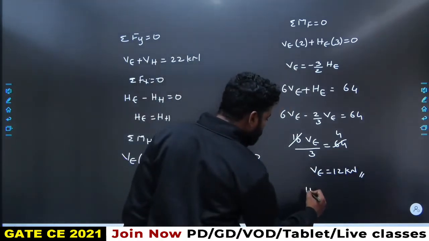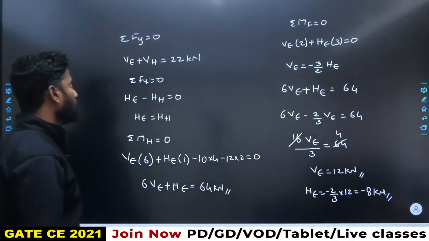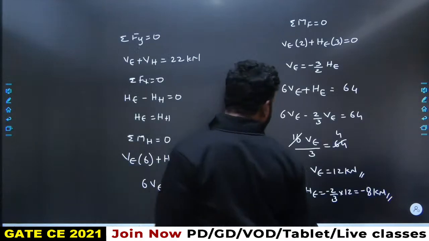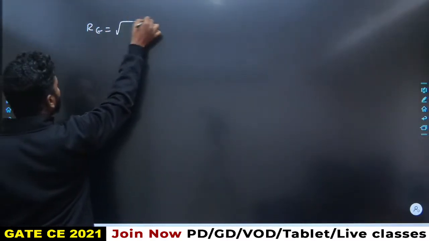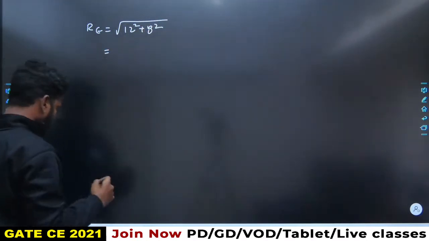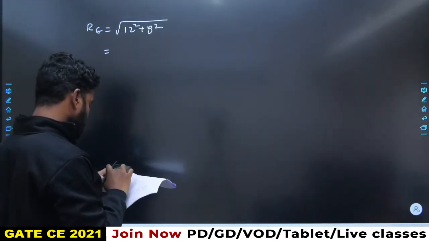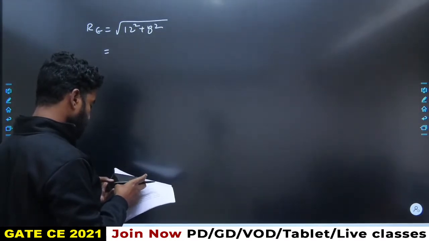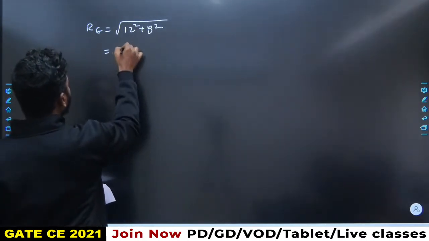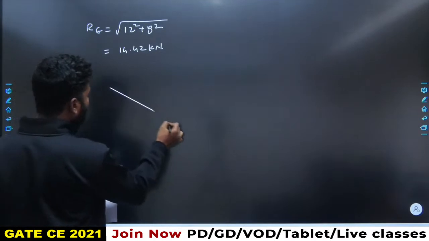If VE is 12 kilonewtons, HE equals to minus 2 by 3 multiplied with 12, that is minus 8 kilonewtons. Minus means our assumed direction is wrong, that means HE is in the opposite direction. VE is equal to 12 kilonewtons, HE is in the opposite direction, 8 kilonewtons. So, reaction at E would be equal to root of 12 square plus 8 square, 12 multiplied with 12 plus 8 multiplied with 8. So, this is 14.42 kilonewtons, right. Now we will see at the cable.